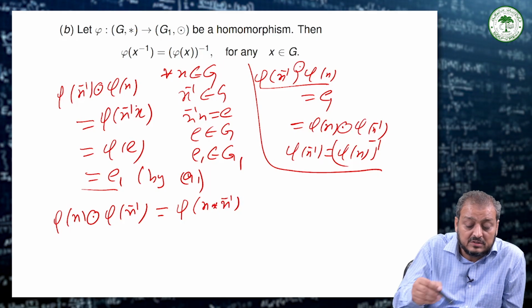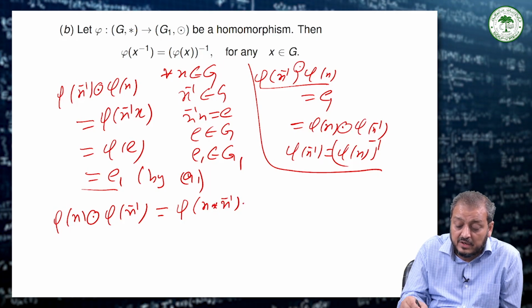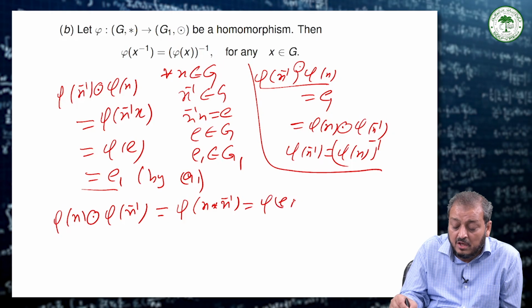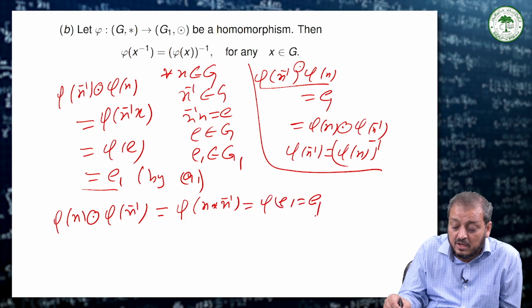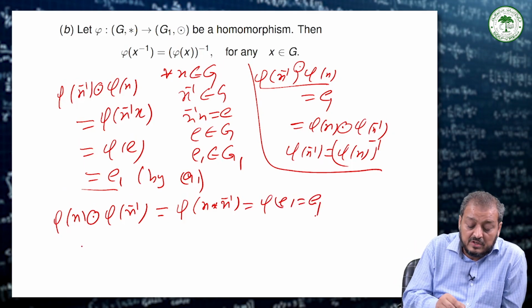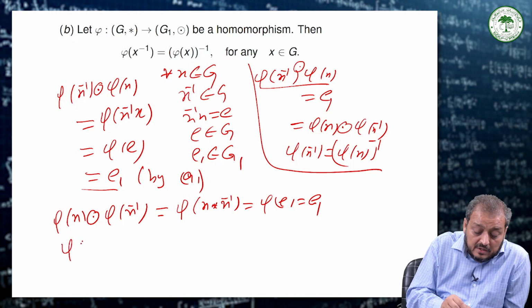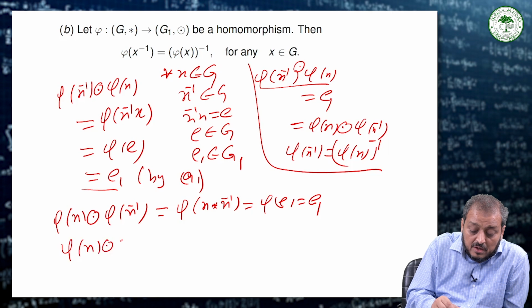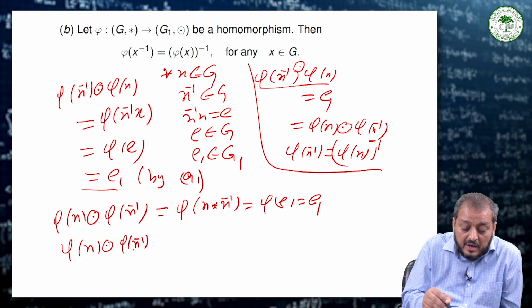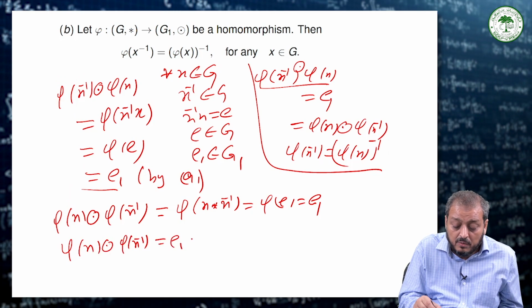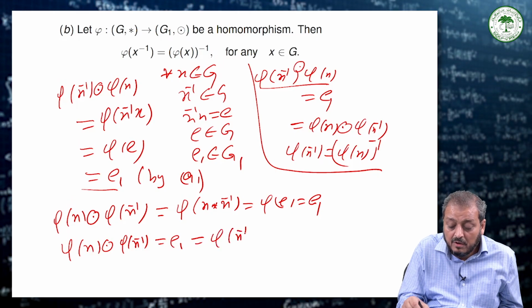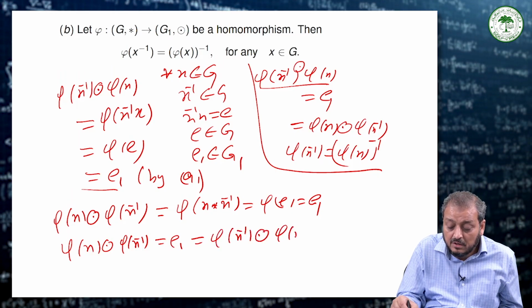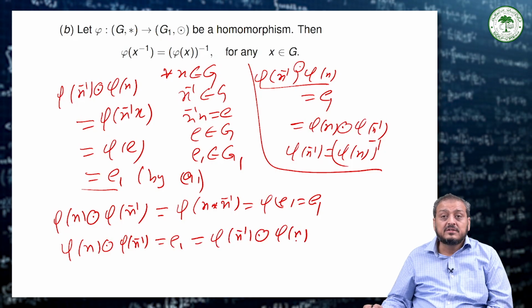Here we again have a star, and by using this it is equal to phi of E, and phi of E is equal to E1 by the previous part. So, we have shown that clearly phi of x composition phi of x inverse is equal to E1, which is equal to phi of x inverse composition phi of x.